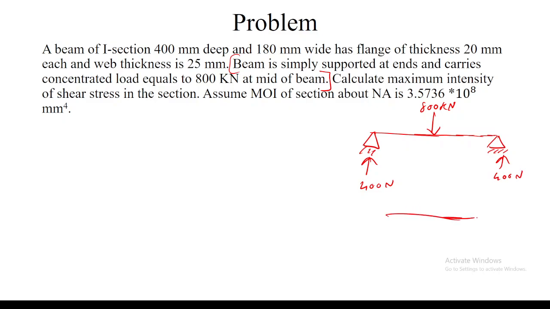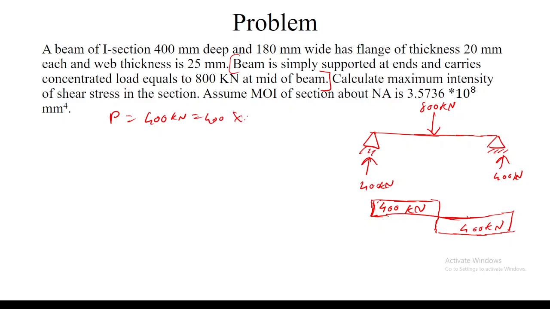And when you draw the shear force diagram, it will be like 400 kilonewton, and at mid-span, you will have a jump of 800 kilonewton, and then here again you will have 400 kilonewton. So at any cross-section along the length of the beam, you will be getting the shear force as 400 kilonewton only. So this is the very important part. This you have understood, right? Why we are writing shear force, P, as 400 kilonewton.